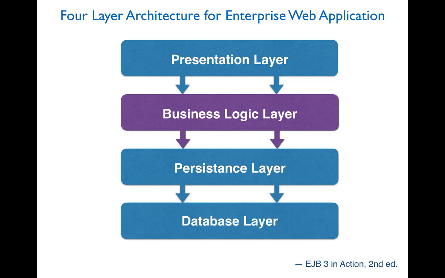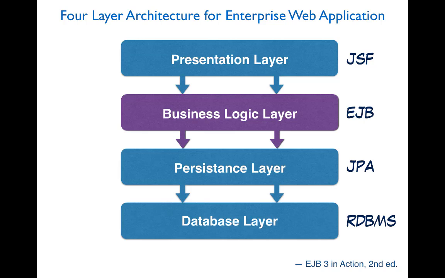In the book EJB3 in Action, they discuss the technologies at the different layers. Java Server Faces is used in the presentation layer. Since we're not using the JSF framework, our presentation layer will consist of servlets and JSP. Enterprise Java Beans comprise the business logic layer. Java Persistence API is used in the persistence layer, and a relational database management system is used in the database layer.